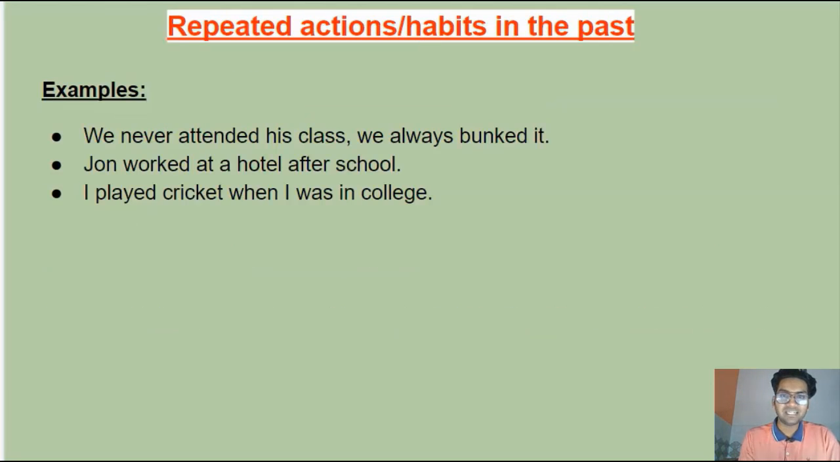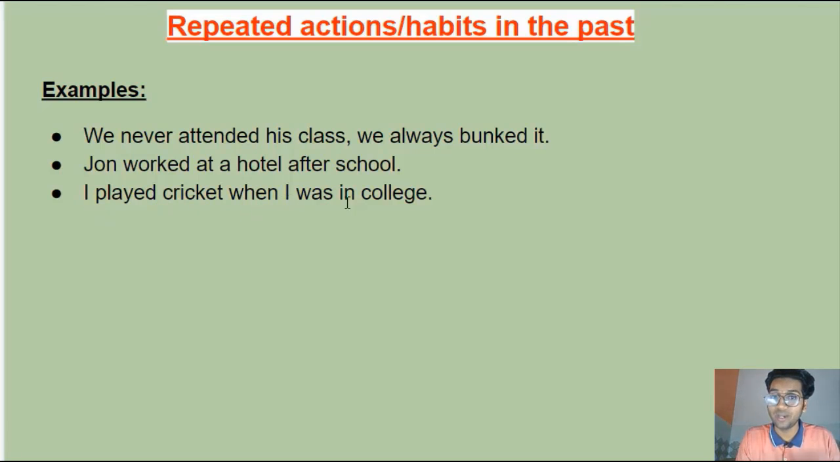Okay, number two, repeated actions. Things that were habits, right? Things we used to repeat in the past over and over again. Okay, examples: we never attended his class, we always bunked it. We never attended his class. This is something we used to do. We never attended his class, we always bunked it. John worked at a hotel after school. This is what John did in the past. He worked at a hotel after school.